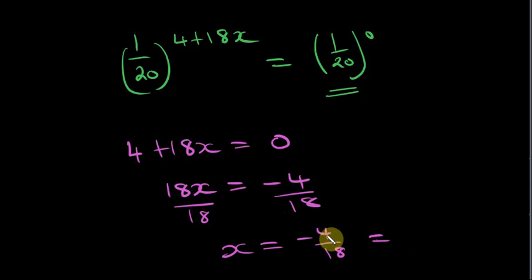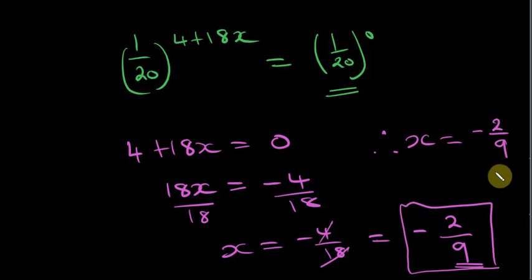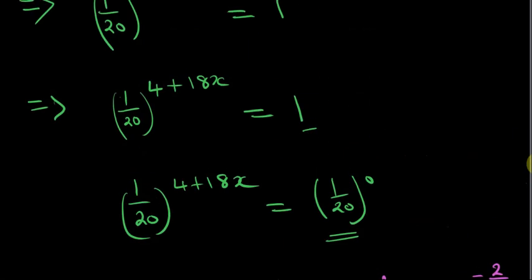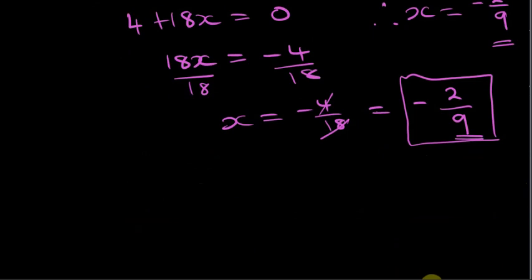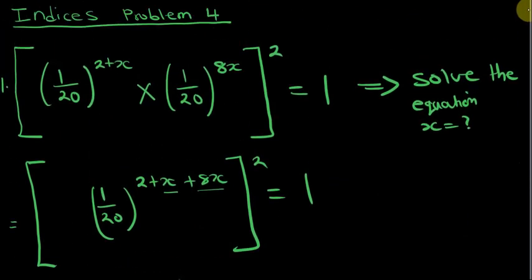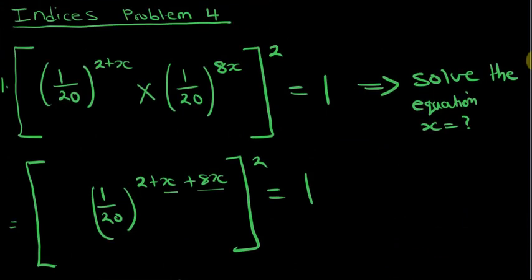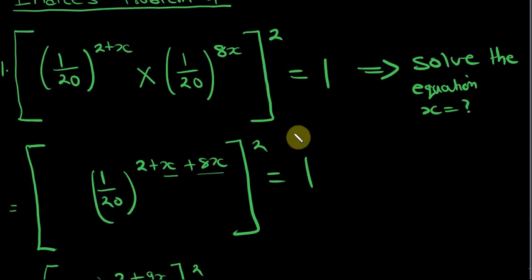Simplifying this, 2 goes in there 2 times, 2 goes in there 9 times. So there you have it. Therefore, x is equal to minus 2 over 9. X is equal to minus 2 over 9. So yeah, that solves the problem.